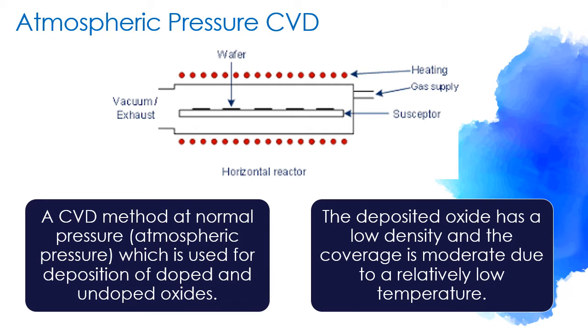Atmospheric pressure CVD, or APCVD, is a CVD method where normal or atmospheric pressure is applied during the process of deposition of doped and undoped oxide. The deposited oxide has a low density and the coverage is moderate due to the relatively low temperature.